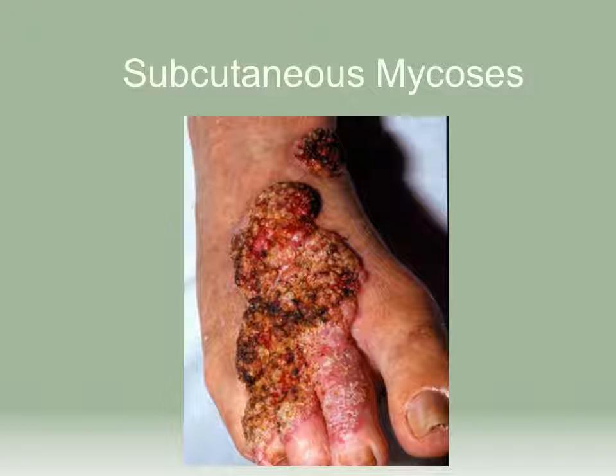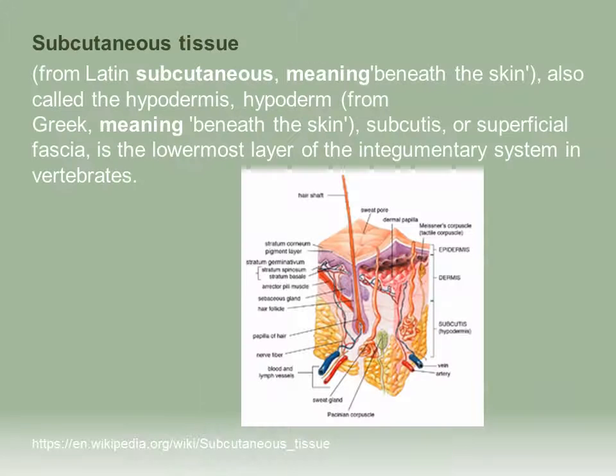In our unit this week, we're going to look at the subcutaneous mycoses. What you see, of course, in front of you is a foot that has an infection with a fungal agent, and a subcutaneous mycosis has occurred. Sometimes these lesions are described as cauliflower lesions based on their distinctive appearance.